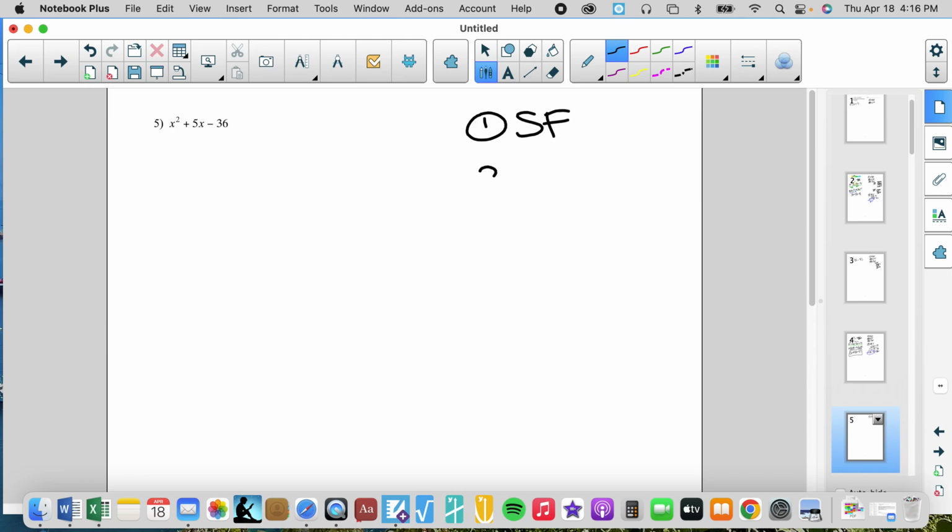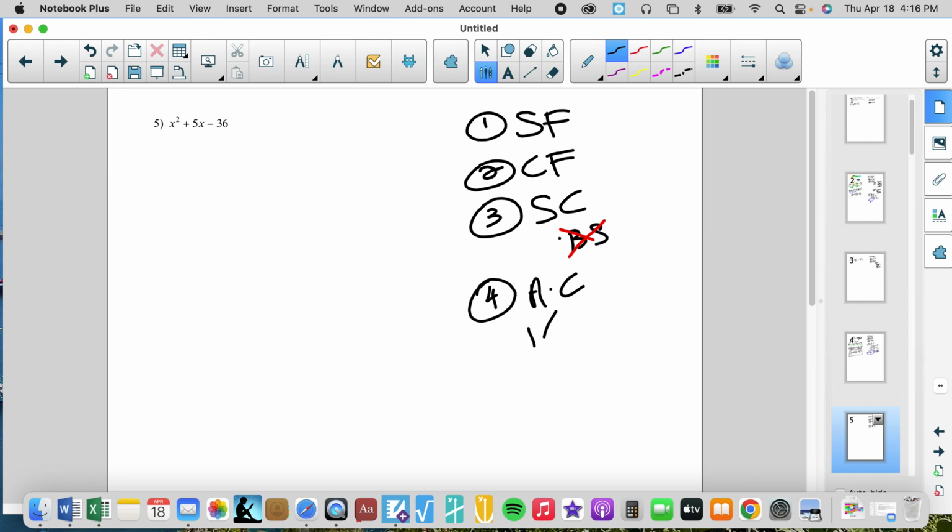Standard form, yes. Common factor, no. Special case, kind of looks like a binomial square. Oh, because the first and third were perfect squares, but remember my third term has to be positive. So not a binomial square. Negatory. So we'll do A times C. A is 1, C is negative 36. Multiply those two. That's why we say A times C.